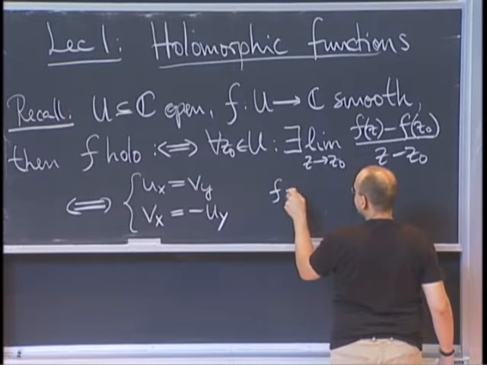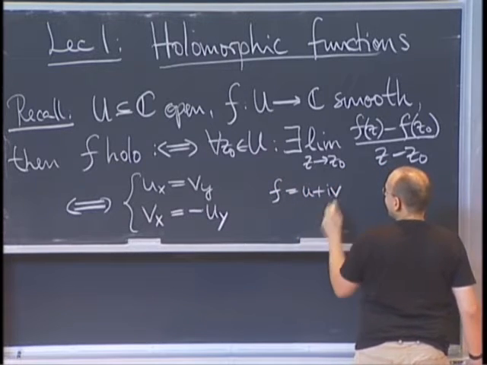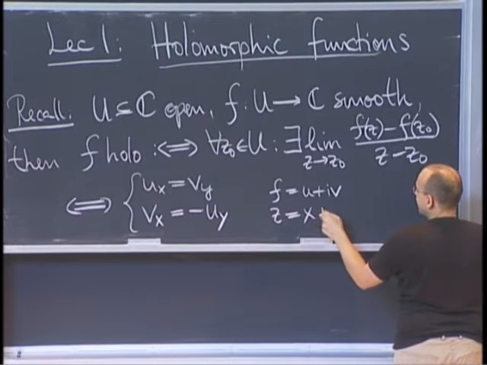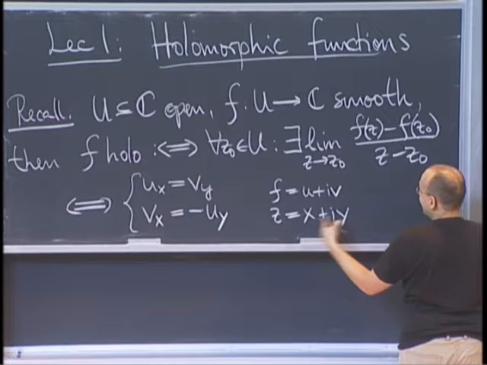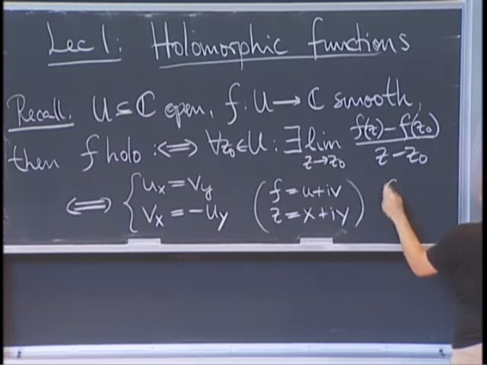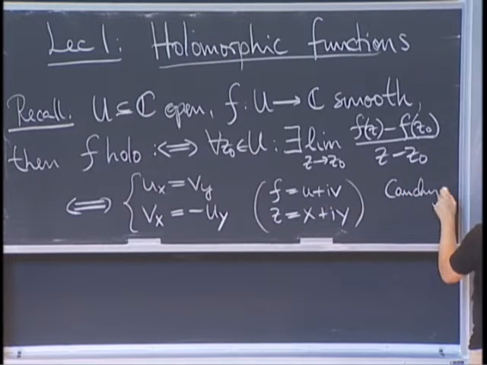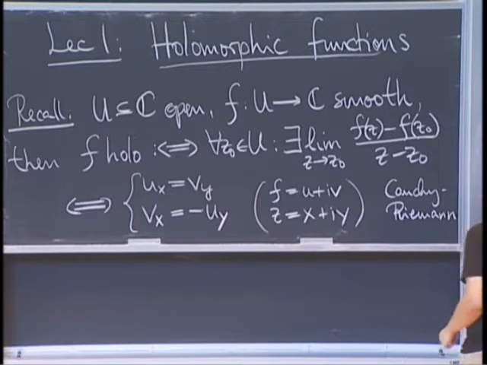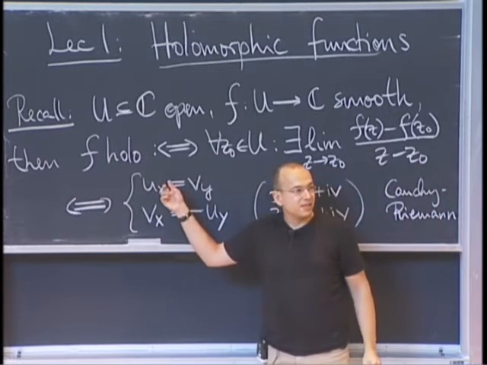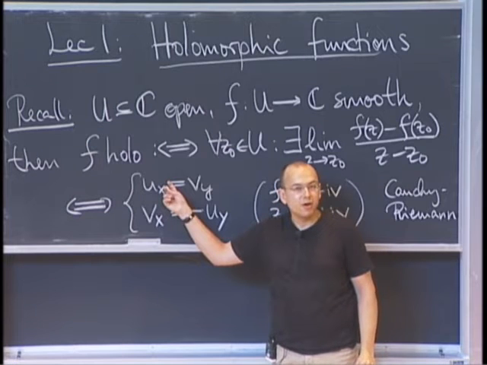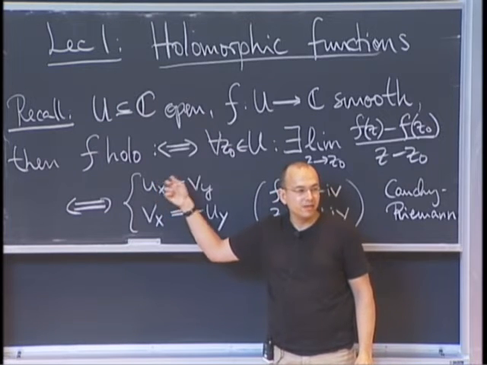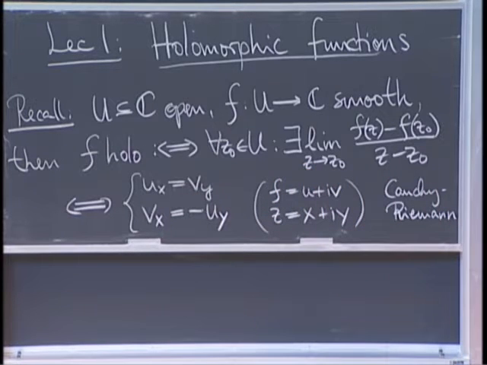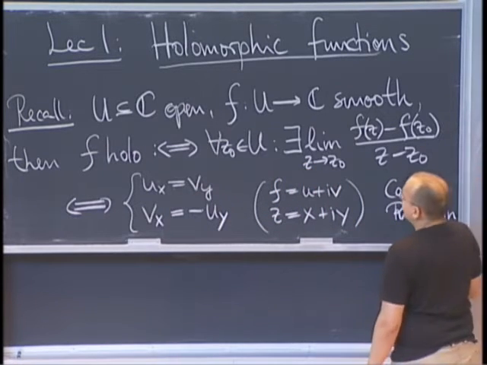So f is u plus iv, and the complex coordinate z is x plus iy, and u, v, x, and y are real. It's Cauchy-Riemann. And then in particular, you get from this that holomorphic functions are necessarily harmonic, right? If you take one more x derivative and go through this and take the sum, you see that the Laplacian of u and v is necessarily 0.